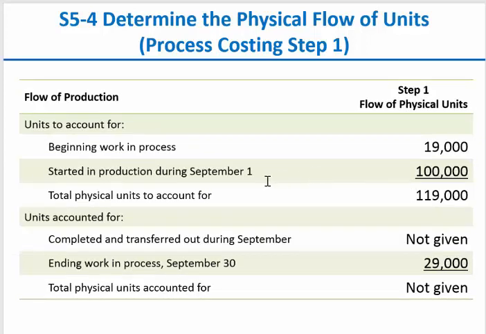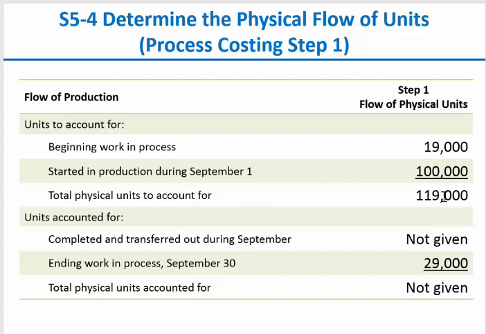So it's pretty easy to look at the units to account for first, because you have a beginning work in process of 19,000 from the prior month, and you have new production, which is 100,000. So when you add these two numbers, you can see that we have 119,000 total physical units to account for. I don't know their status yet, but I know I need to work on 119,000 units.